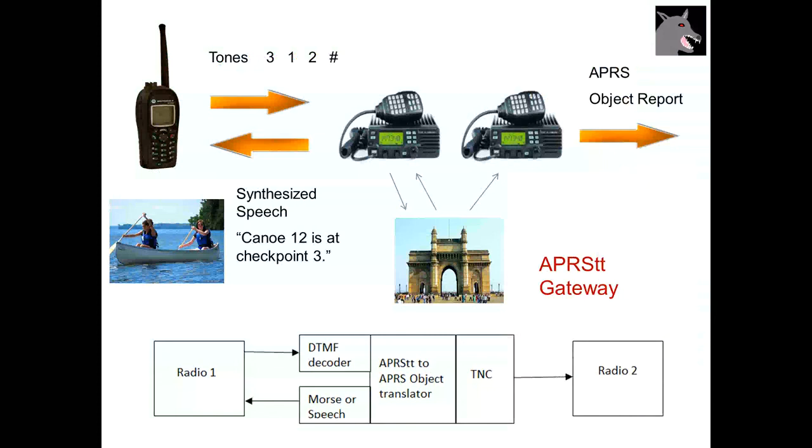So the observer at checkpoint 3 could punch into the radio 312 pound when canoe 12 is going by. And the gateway would then acknowledge receipt of this by saying canoe 12 is at checkpoint 3. It would also convert this into an APRS object and then transmit it in normal APRS form. So people could then see the updated location of each of the canoes on a map.